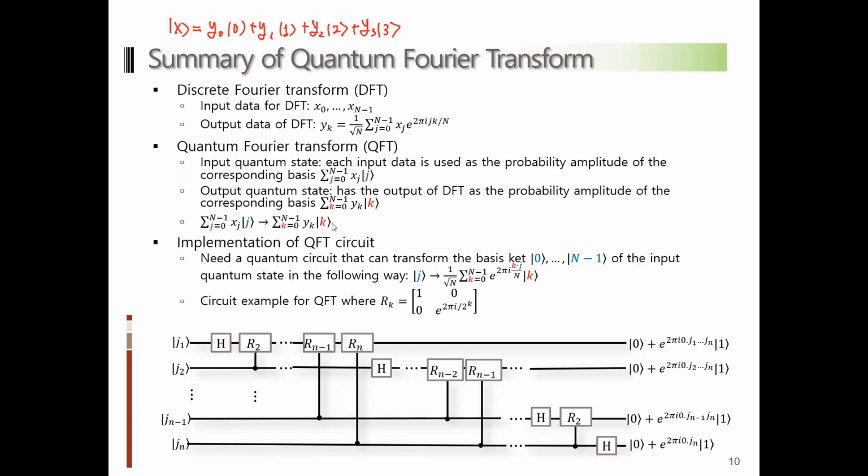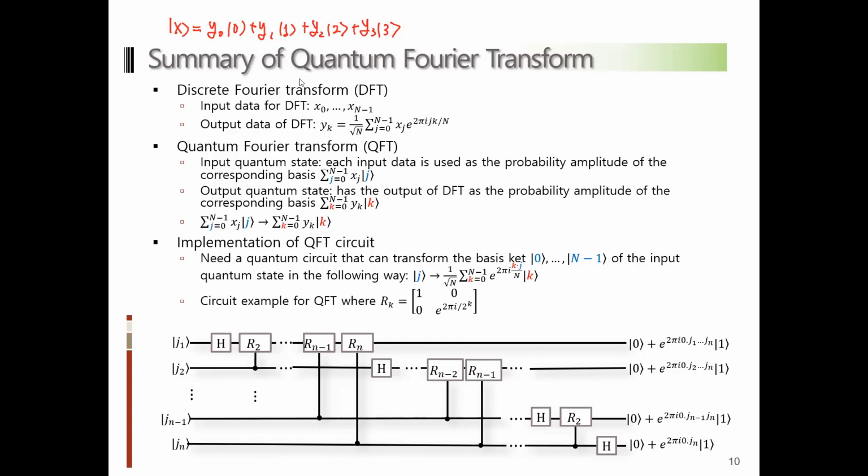But in the previous page, I showed you that this expression can be re-expressed in some other way. That means that this transform requires each of these computational bases to be transformed into a linear superposition of all the bases with this special coefficient in front of it. So to implement the QFT circuit, if we provide this computational basis, it should be transformed into the summation of these vectors. So that was the summary of the QFT.